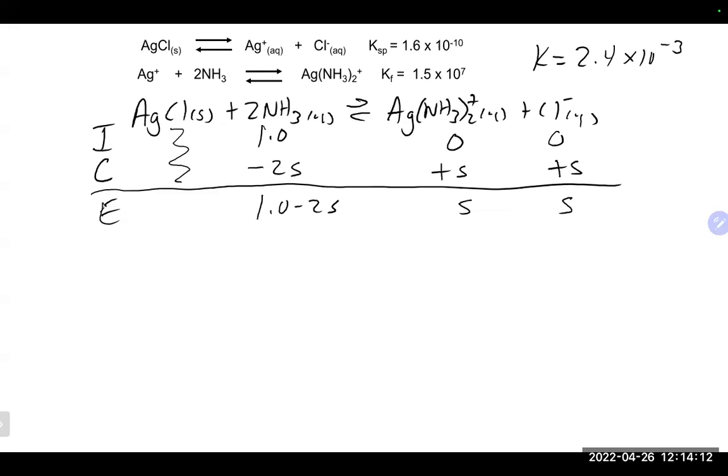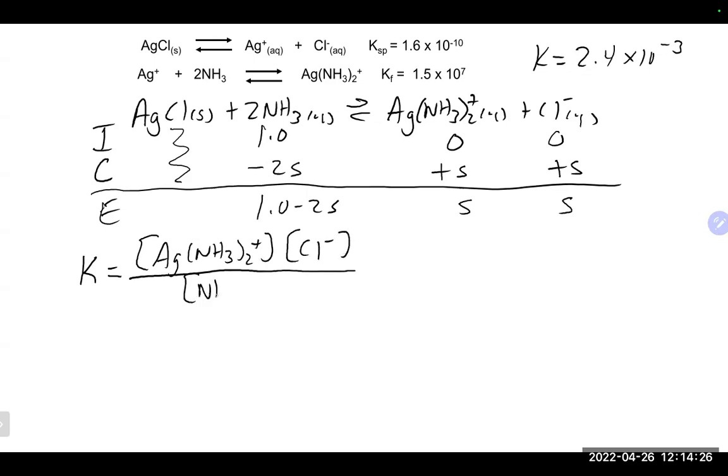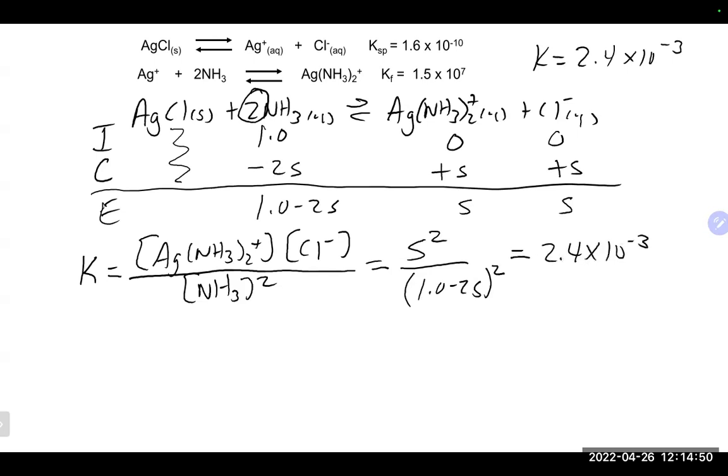Like normal, we're going to really solve for s here. So our equilibrium expression would be our complex ion times our chloride divided by just the ammonia, but we again still need to square it because of the 2 that is there as well. We've got to make sure that we do square it. And that obviously equals our K value there. Putting in our numbers gives us basically s squared up on top, 1.0 minus 2s squared on the bottom equals 2.4 times 10 to the minus 3.